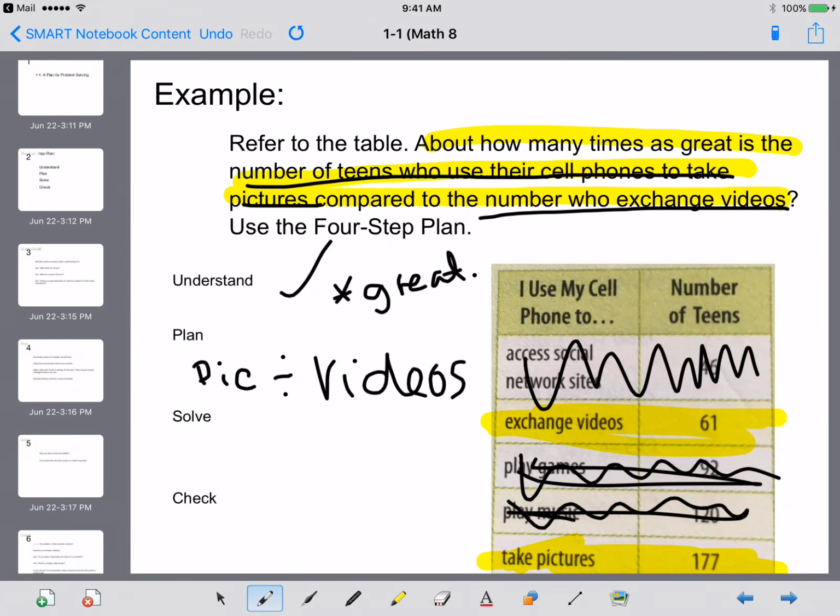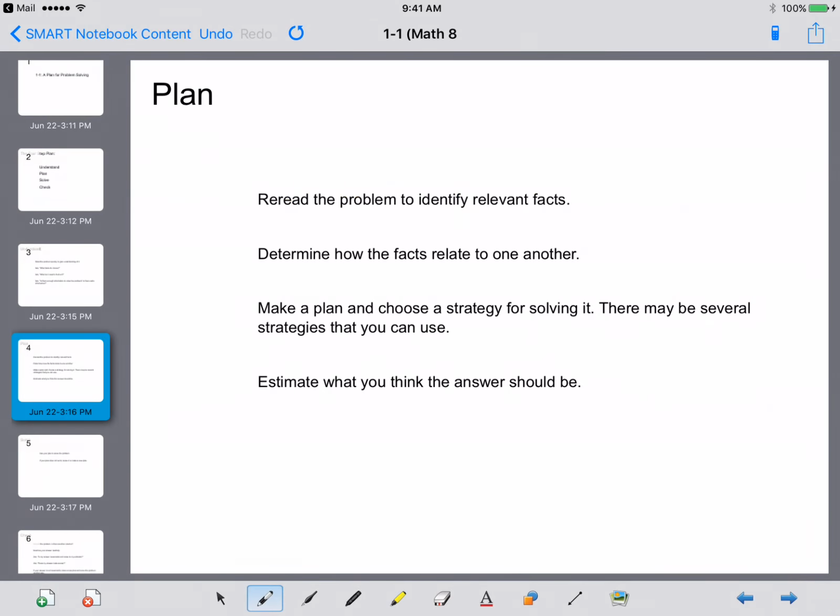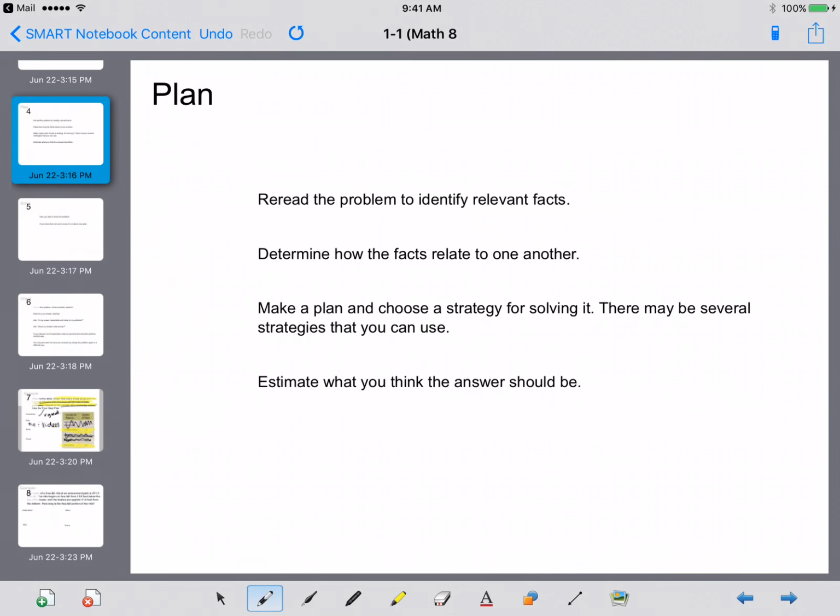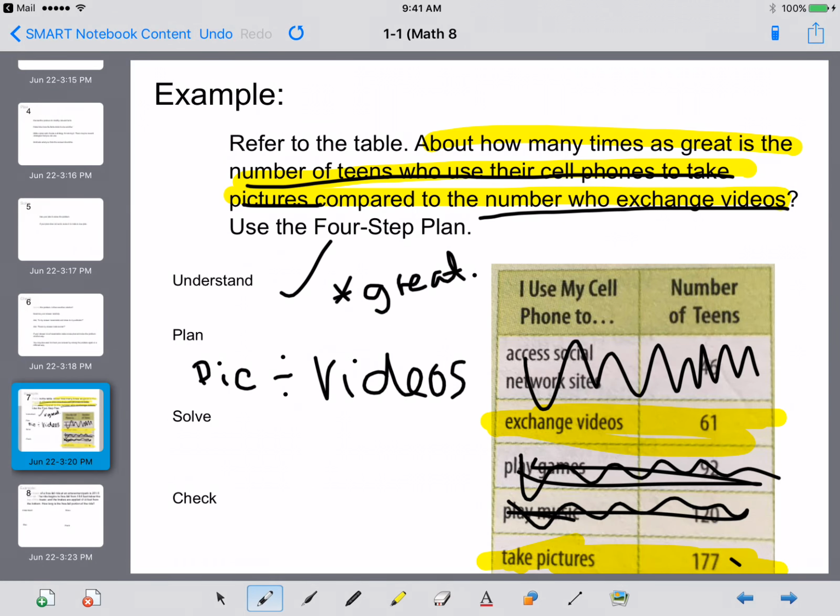During our plan step, it also says, let's estimate what our answer should be. So, estimating wise, we have 177 and 61. Ew, gross, I don't like those numbers. So during my estimation, I'm going to round 177 to 180. And I'm going to round 61 to 60. 180 divided by 60, guess what? 3. I could solve that in my head. So our answer should come up to be something around 3 times as great.